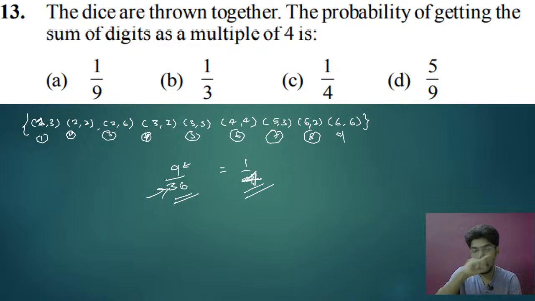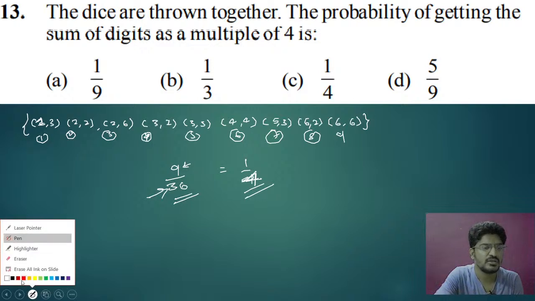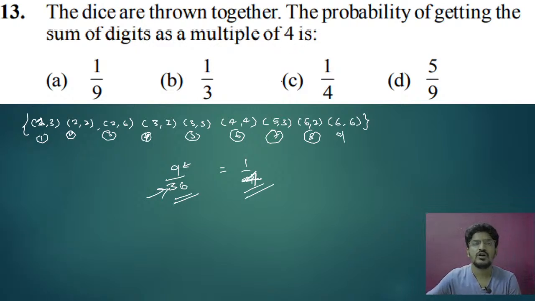Okay. So therefore option C is the correct answer. Clear? So 1 by 4 will be the correct answer for problem number 13.